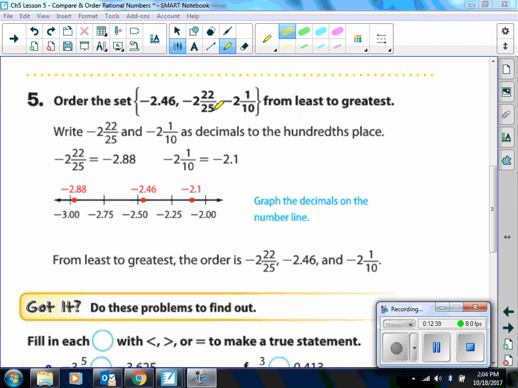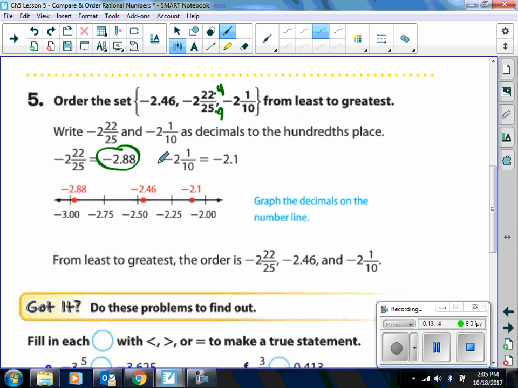Let me show you something here. So we want to make it to the hundredths, right? So that means that the denominator of this fraction right here should be 100. How do I make 25 into 100? Times 4. Very good. So if I multiply times 4 here, and I multiply times 4 here, what am I going to get? 88 over 100, right? So that's going to be negative 2 and 88 hundredths, which is what we have right here. Is everybody clear? Does everybody see how I did that without doing long division?